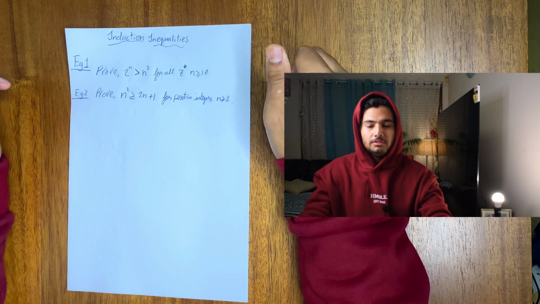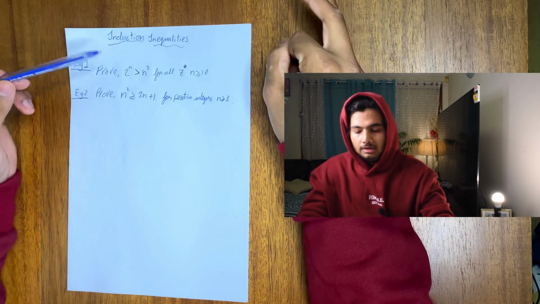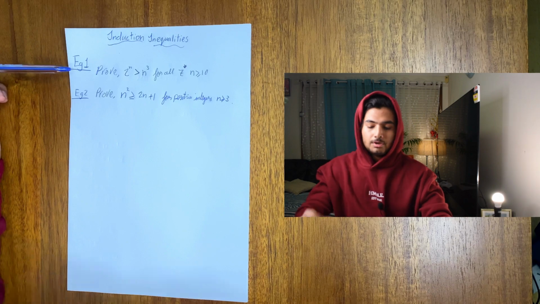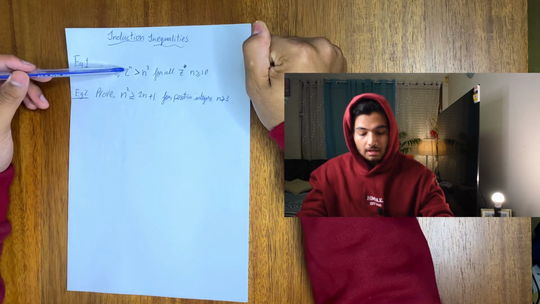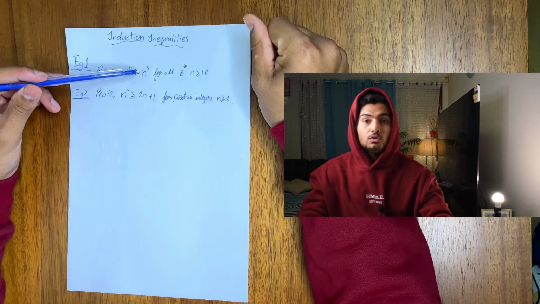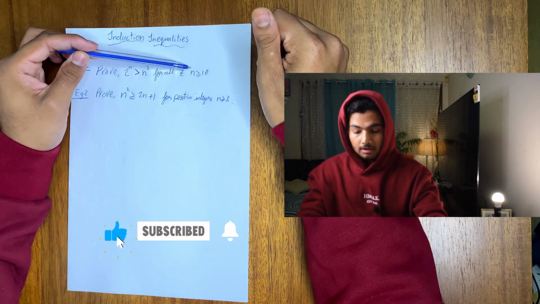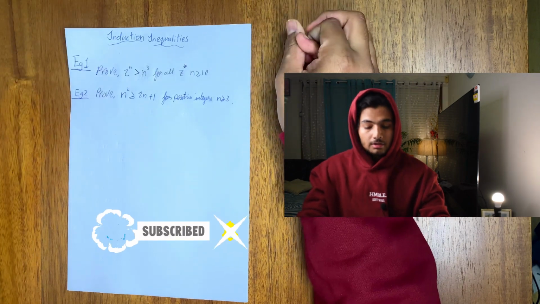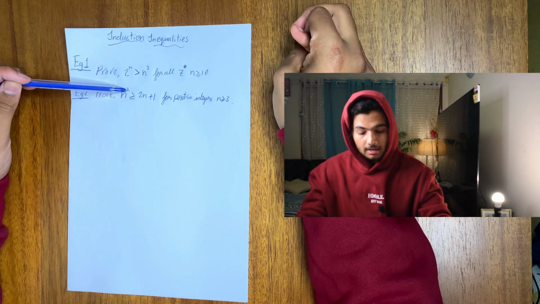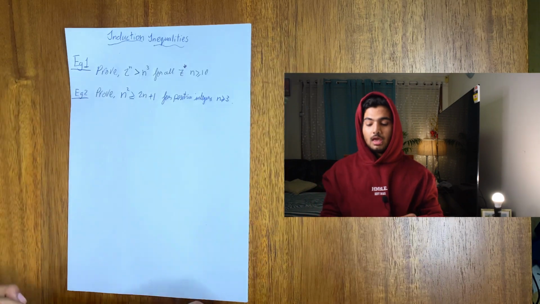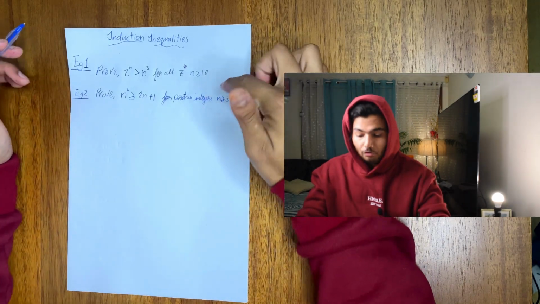G'day guys, in today's video we'll be talking about induction inequalities. We have two examples here. The first example says prove 2 to the power of n is greater than n cubed for all integers n greater than or equal to 10. The second example is prove n squared is greater than or equal to 2n plus 1 for all positive integers n greater than or equal to 3.